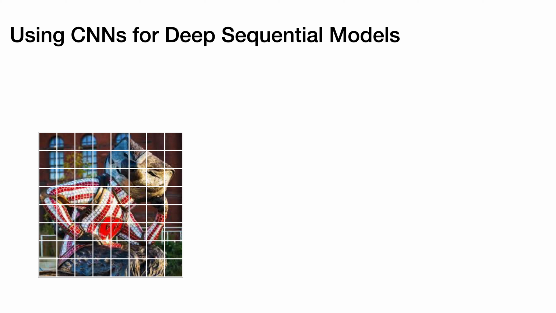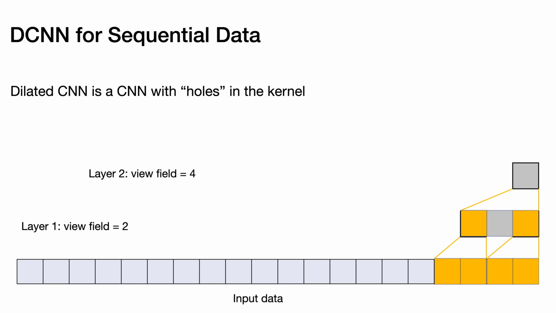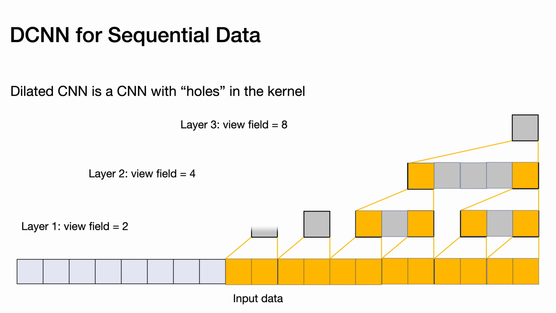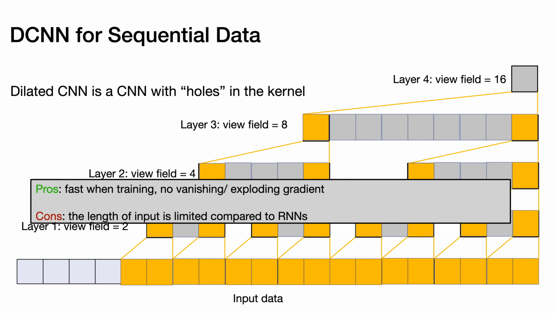On the other hand, in computer vision, we have the CNN model with moving kernels. Can we use it in sequential models? Well, traditional CNN has some limitation regarding the field of view. There's a special type of CNN called dilated CNN, which has holes in the kernel, and thus can increase the field of view without increasing the depth of the network. The benefit of the DCNN model is that it is fast in training and has no vanishing gradient.